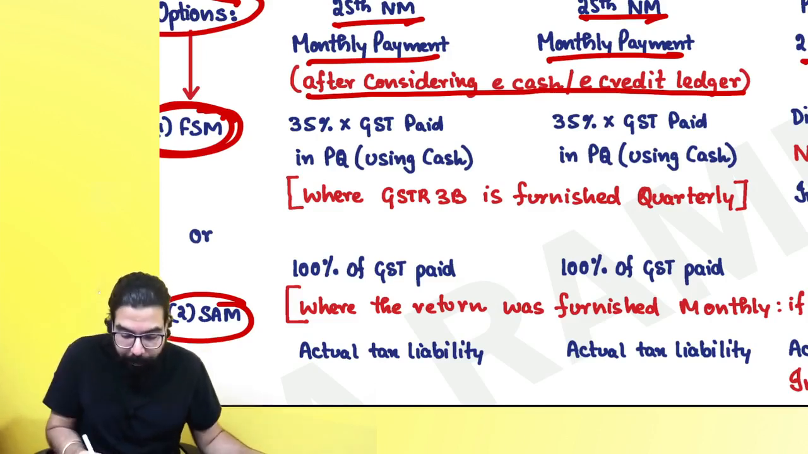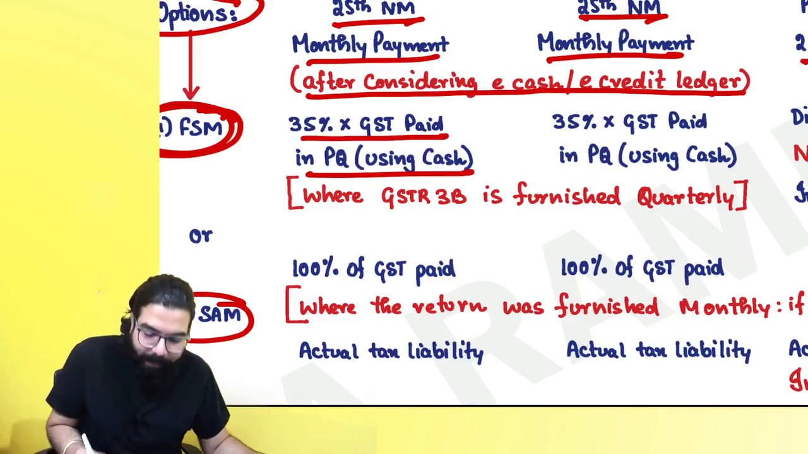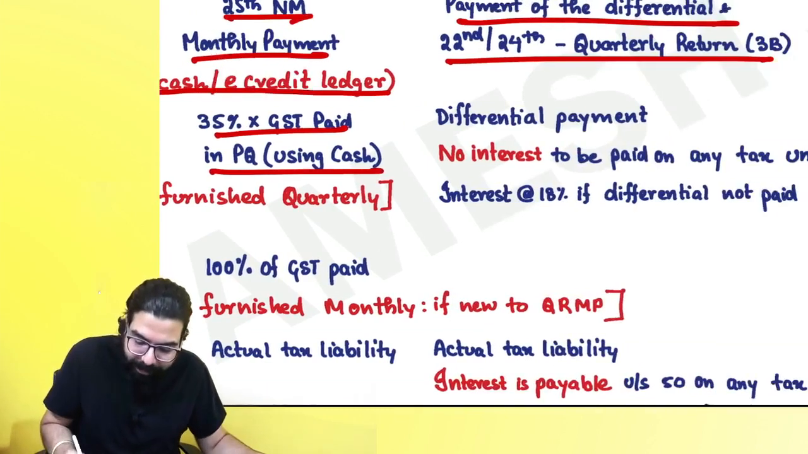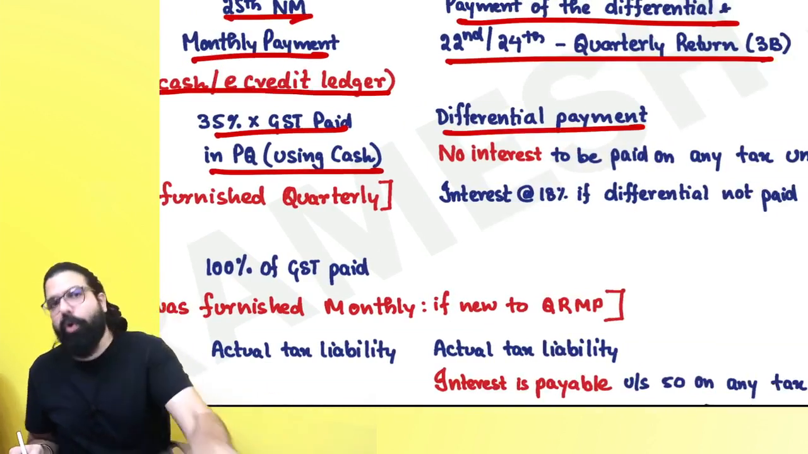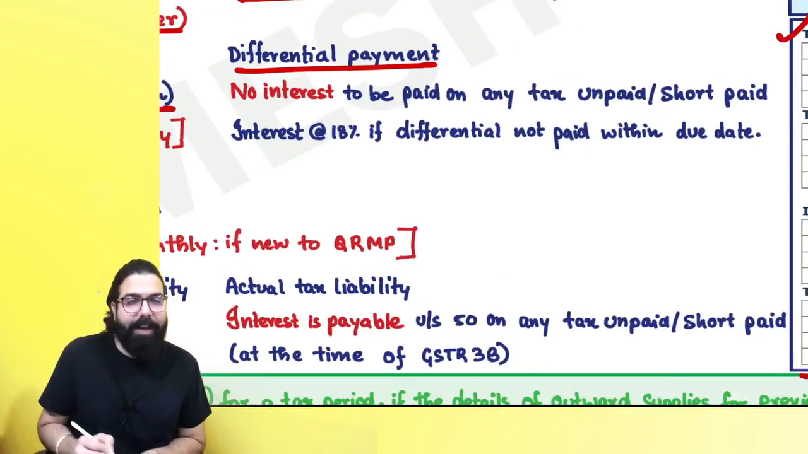Everyone over here, in the previous quarter, whatever you had paid in cash, of that they are telling you 35%, and the differential payment you can do. Sir, supposing I paid something less, then they are telling you just pay the differential when you are filing GSTR 3B.